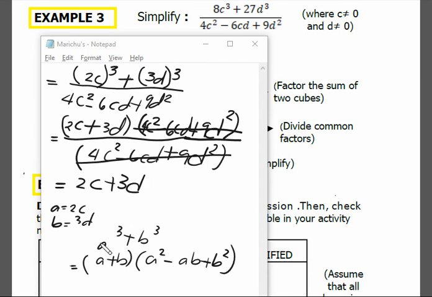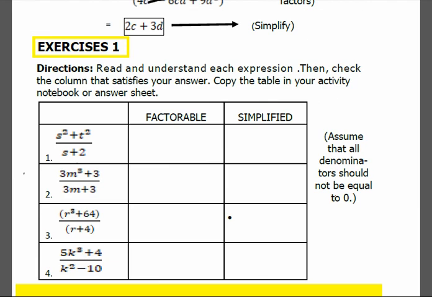We're done with example 3. We proceed with exercises. Number 1. Directions: read and understand each expression. Then check the column that satisfies your answer. Copy the table in your activity sheet or answer sheet. Now for number 1, s squared plus t squared all over 2. Is this factorable? Well, we notice that the numerator and denominator have no common factor, so this is already in simplified form. So we check that.